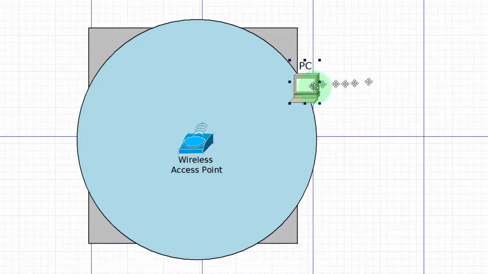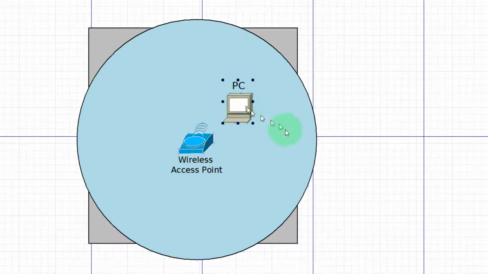Now suppose we have a PC and we place it in the house right here. You can see this is in the area of good coverage, and there's nothing blocking the wireless transmission from this PC to this PC.